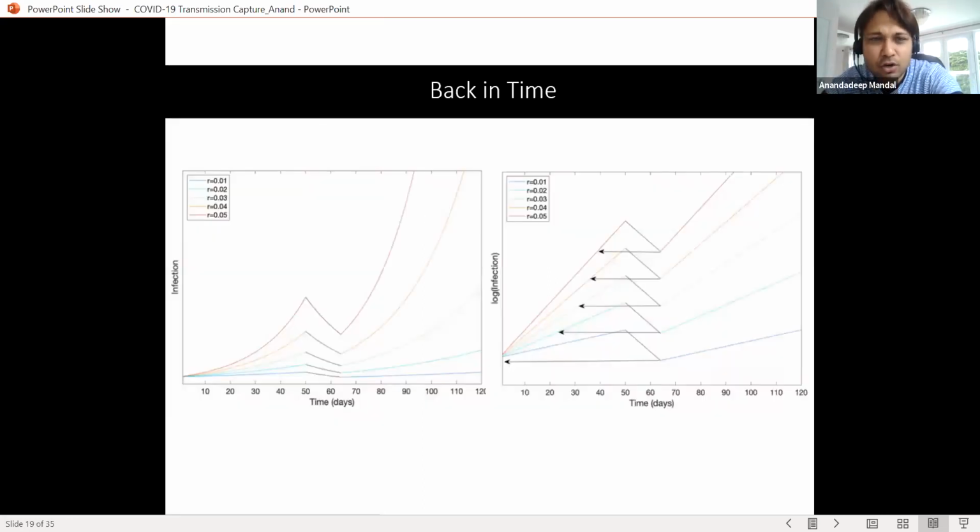Back in time. Why do I call it back in time? Very simple. See, this is the propagation rate, let's say. So we are going up. With a circuit breaker at this point, we fall down. Now, when we fall down, this is nothing but something in the history. Okay?